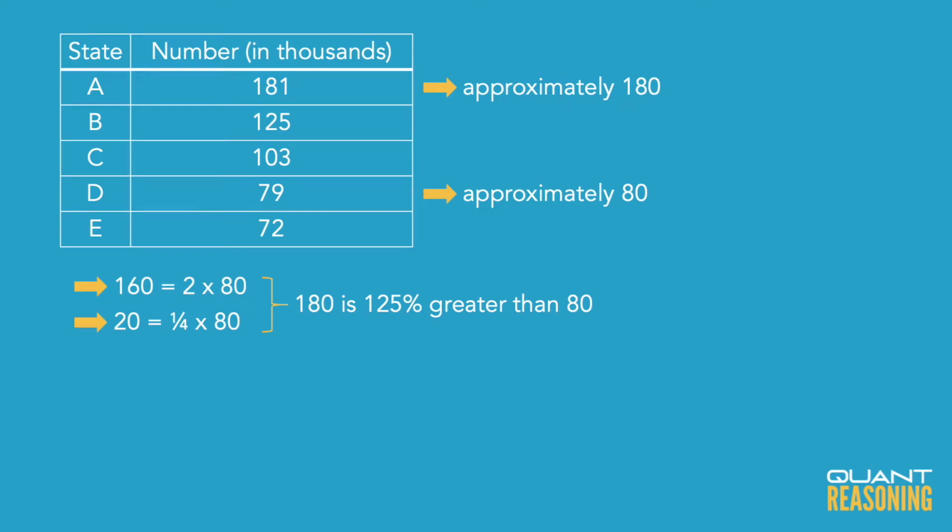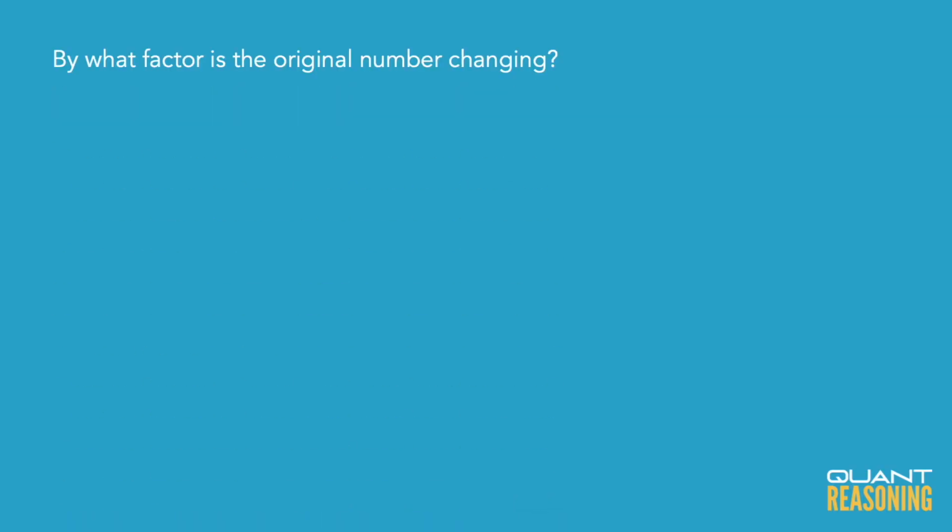Now I want to give you a method that would help you solve such a question regardless of what the numbers are, and here's the method. Ask yourself, by what factor is the original number changing? The original number in this case is 79. By what are we multiplying that to get to 181? And the answer is, it's the end point over the starting point.